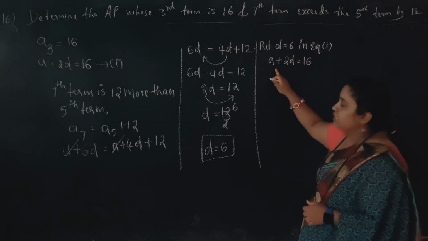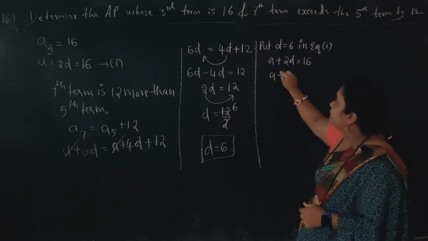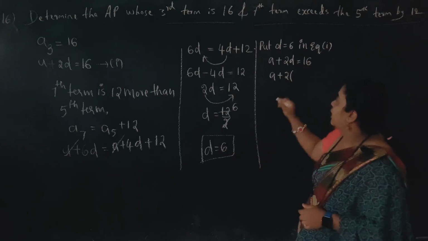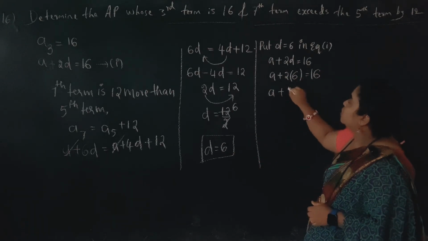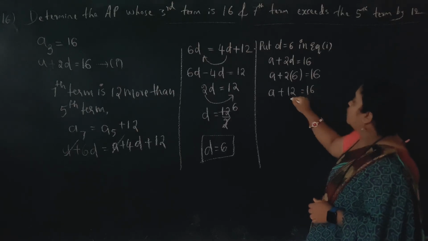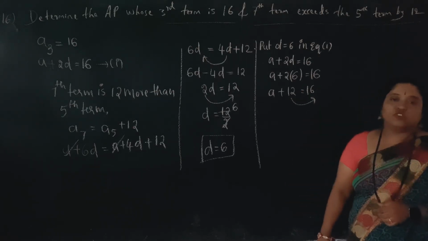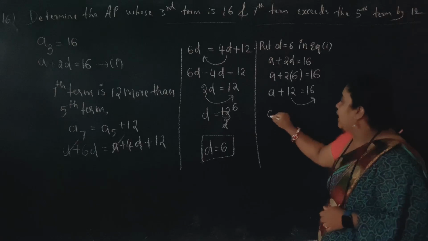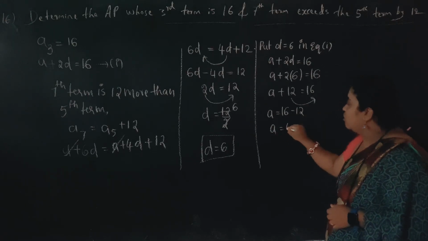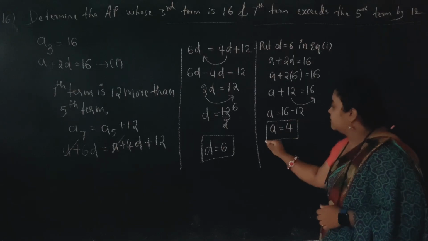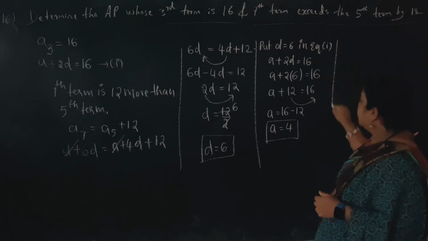Now what is the A value? I need to calculate it. 2 into the D value, which I got as 6. A plus 2 sixes are 12. I will bring 12 to this side; plus 12 turns to be minus 12. A is equal to 16 minus 12, so A is equal to 4. This is the first term and this is the D value.